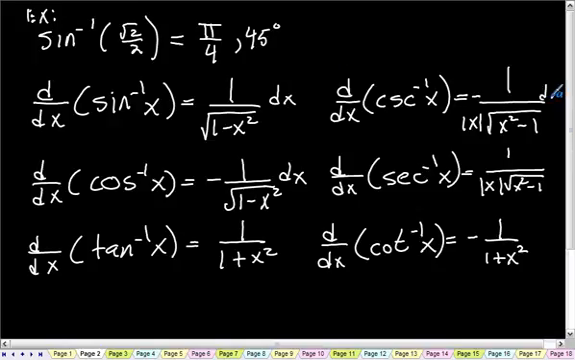Each of these is times dx, because once you take the derivative you get this, but then you take the derivative of whatever's on the inside. Oftentimes, because the chain rule applies, you have to take the derivative, then take the derivative of the inside and multiply it. So we put a dx.